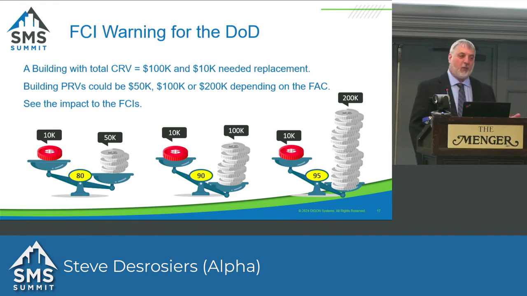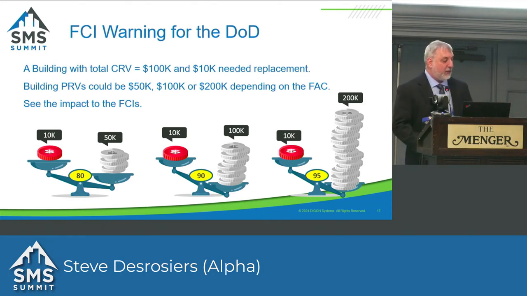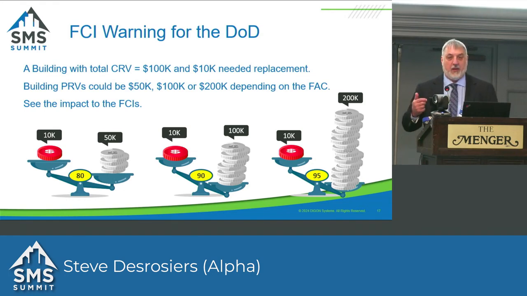It's $1 per square foot. So in this example I had, let's say we took that building with 100K CRV and we gave it one FAT code. The PRV may only add up to 50K, and now our FCI is at an 80. But if you pick the FAT code where the PRV was close to the CRV, your FCI jumps to a 90. And if you pick the FAT code where it was 200K, we now have an FCI of just 95.